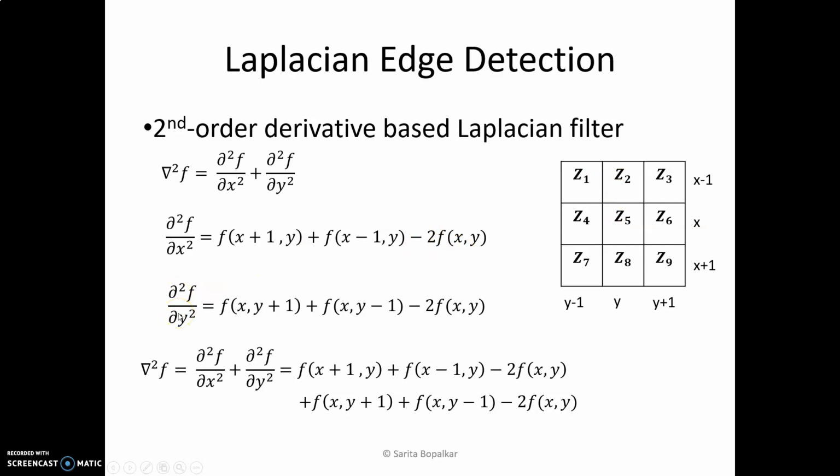Similarly, in the y direction, we are taking the next pixel in y direction plus previous pixel in y direction minus the present pixel. So f(x,y+1) plus f(x,y-1) minus the present pixel. So this is the second order partial differentiation in x direction, and this is in the y direction. We can combine these equations and write this as a combination.